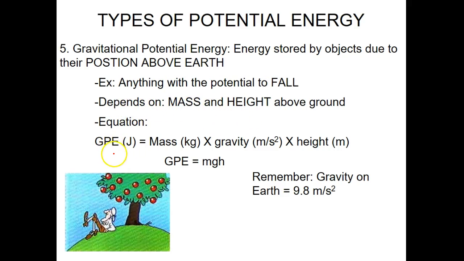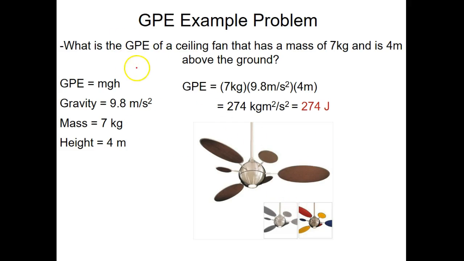And so for gravitational potential energy, we have an equation again. It's the mass of the object times gravity making it fall times the height at which it's at. So remember that gravity on Earth is 9.8 meters per second squared. So an example problem with this would be, what is the gravitational potential energy of a ceiling fan that has a mass of 7 kilograms and is 4 meters above the ground?